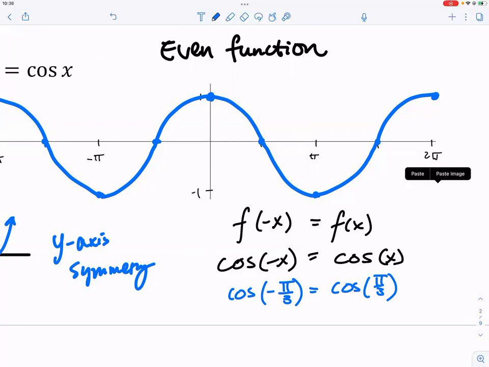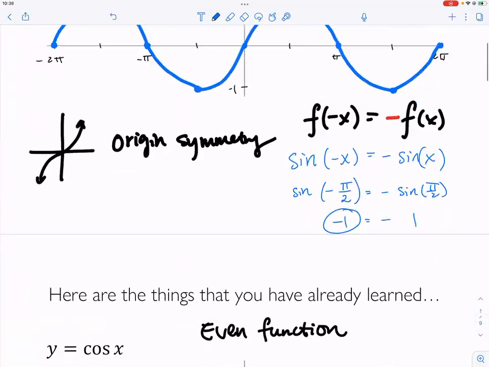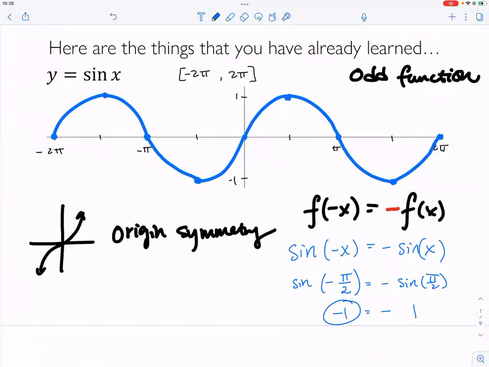Okay. Any questions so far? Yes. So cosine and sine are both even functions? No. They look the same, but the reflection is different. Sine x is an odd function because it's reflected over the origin. We judge not based on its look, we judge based on the values.